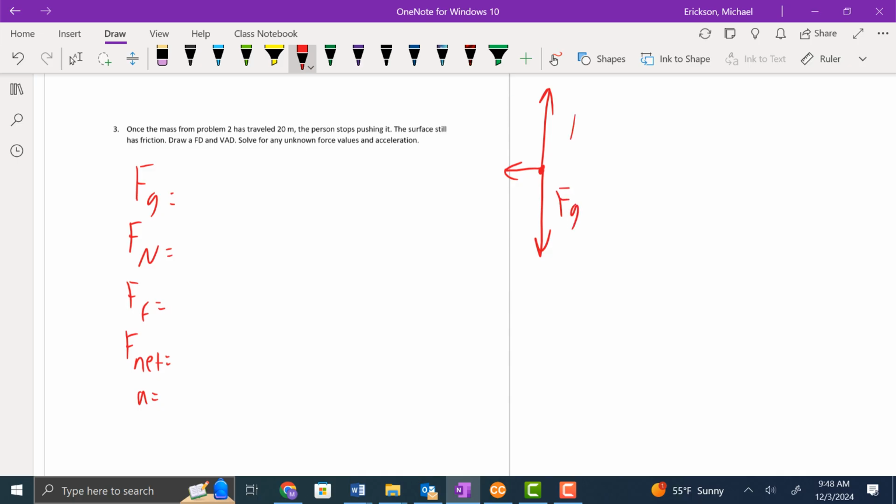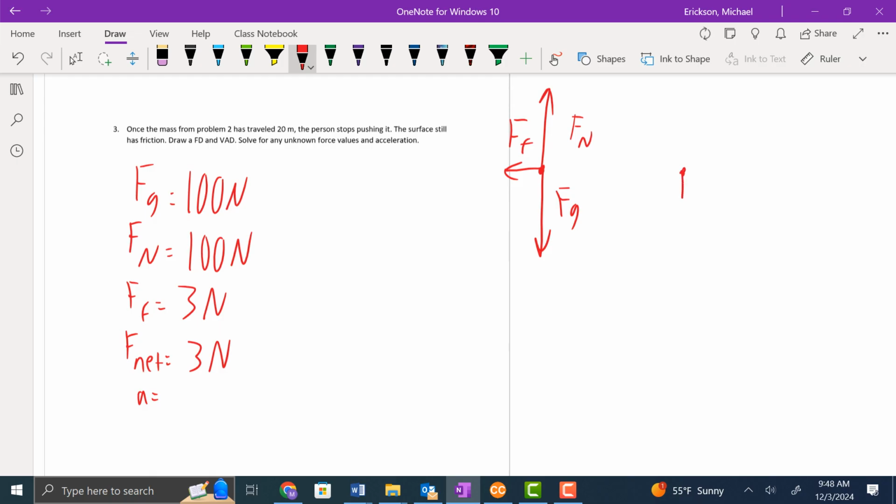So we have gravity, we have normal force, and we have force friction. All right, let's solve for all this stuff. Once again, 100 newtons for Fg, 100 newtons for Fn. Vertically hasn't changed. My friction is 3 newtons. My F net is going to be 3 newtons.